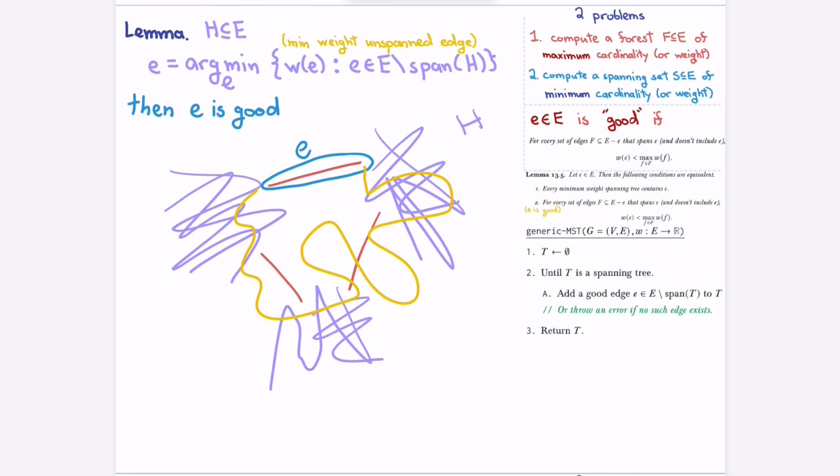Okay, so there must be at least one yellow edge. Here it's clear that we have yellow edges hopping across components, but as drawn, there must be at least one yellow edge that's not spanned by purple, right? So maybe that's this one here or something. And so this unspanned edge, by choice of E, must have weight bigger than E. Okay, and so E is good. It survives any choice of yellow.